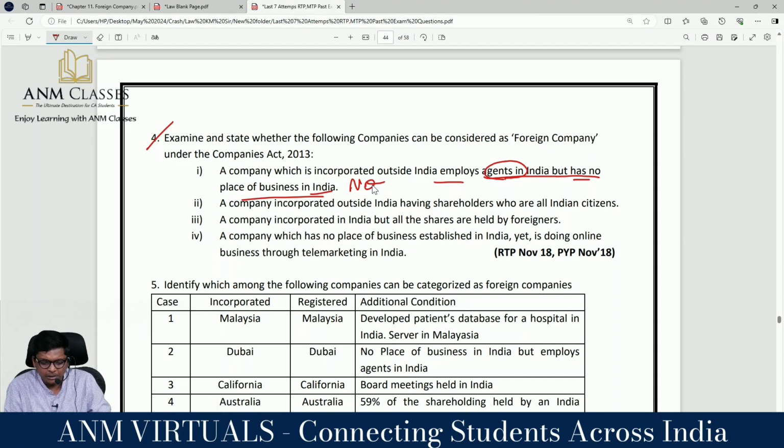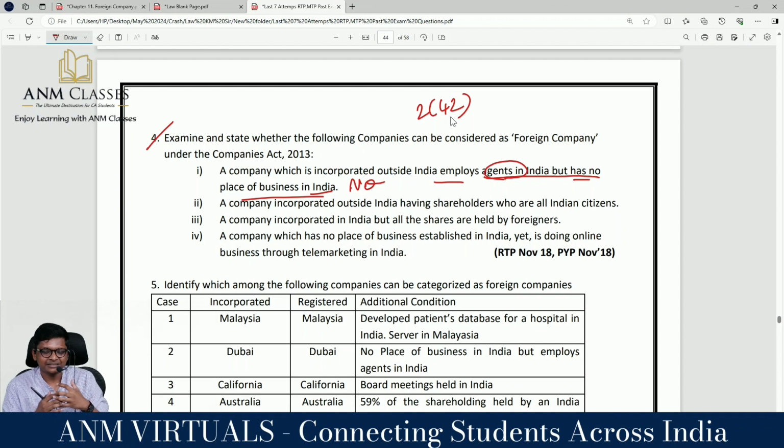Next, a company incorporated outside India, having shareholders who are all Indian citizens. Is it a foreign company? Again, it's a subjective question. You need to write, it should have a place of business in India. See, first remember guys, it should meet the definition of Section 2 subsection 42. Then only I can check for that 50%. Here, they have not given anything about place of business.